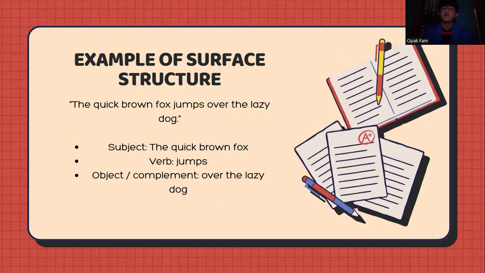For example, the sentence, "The quick brown fox jumps off the lazy dog." This sentence is already in its surface structure. We can clearly see the subject, the verb, and the object. There is no change in sentence form.